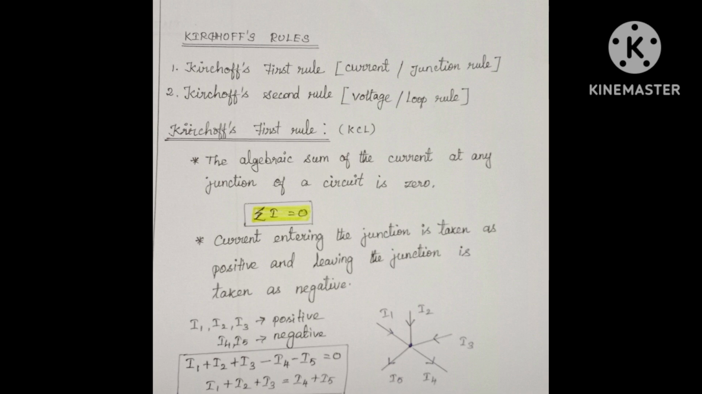Kirchhoff's first rule: the algebraic sum of the currents at any junction of a circuit is 0. The formula is summation of I equal to 0. Current entering the junction is taken as positive and current leaving the junction is taken as negative. Here I1, I2, I3 are positive, and I4 and I5 are negative. That means I1 plus I2 plus I3 minus I4 minus I5 equal to 0. So I1 plus I2 plus I3 is always equal to I4 plus I5.